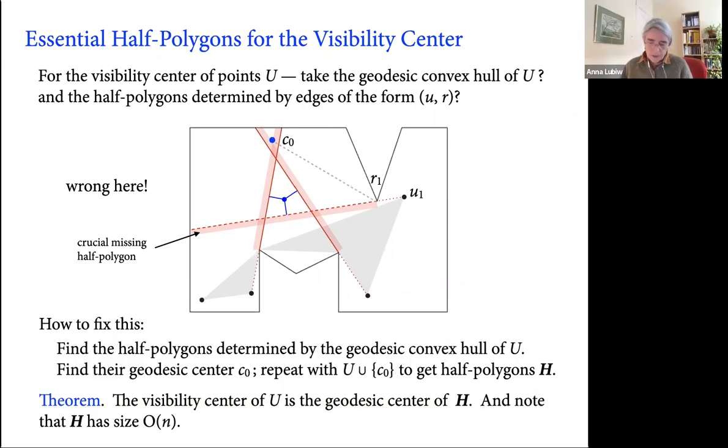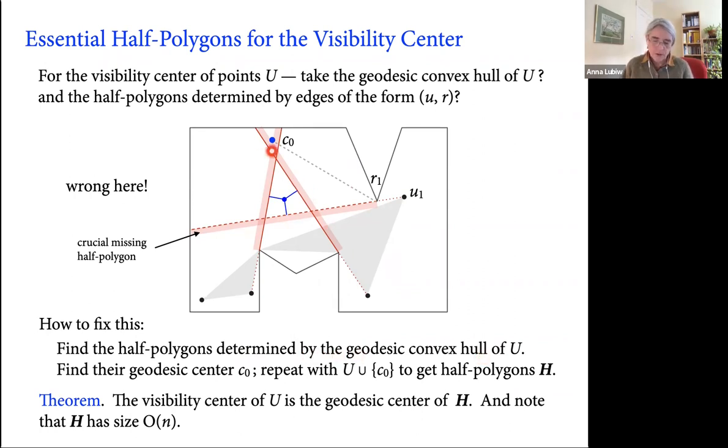And the fix is not that hard. Well, we need to prove it works, but describing what it is is easy enough. Proving it works is something else. So we're going to start off with the half polygons determined by the geodesic convex hull.